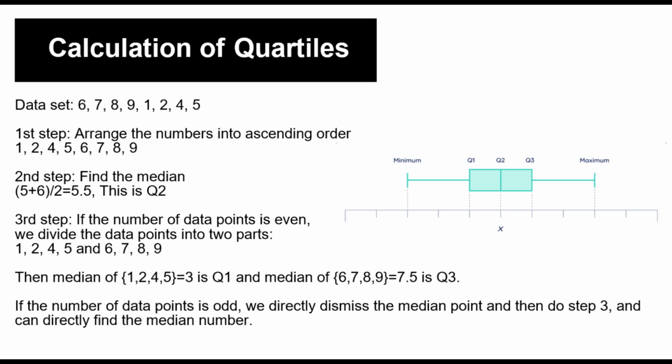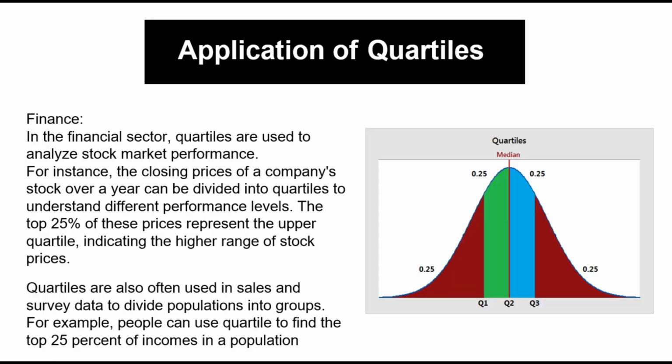Third step, if the number of data points is even, we divide the data points into two parts: 1, 2, 4, 5, and 6, 7, 8, 9. Then, the median of 1, 2, 4, 5 is 3, and 3 is the Q1, and the median of 6, 7, 8, 9 is 7.5, which is Q3. If the number of data points is odd, we directly dismiss the median point and then do step 3 and can directly find the median number.